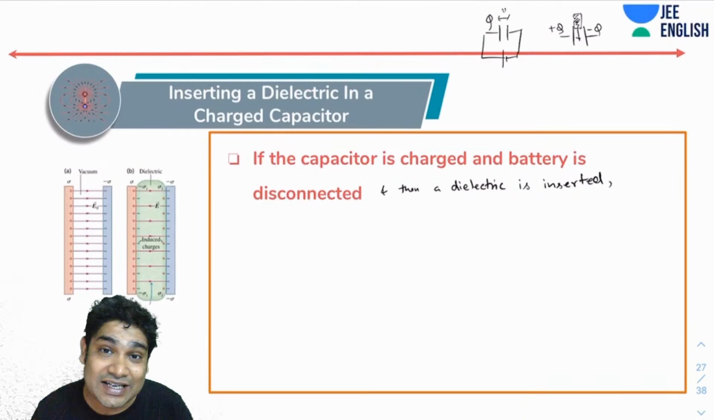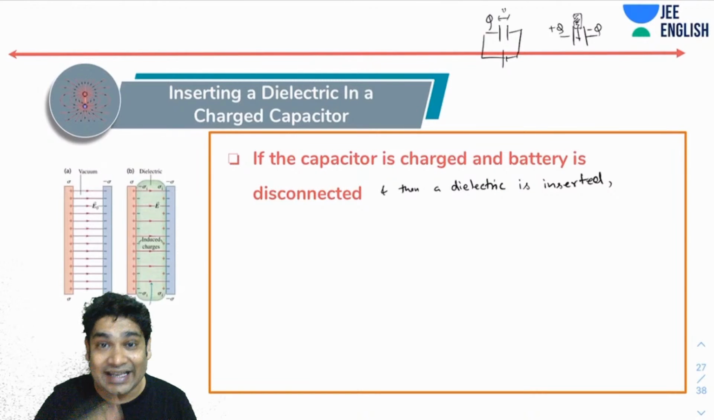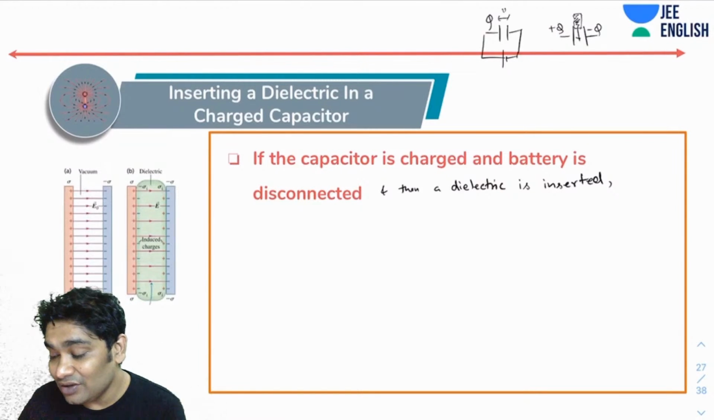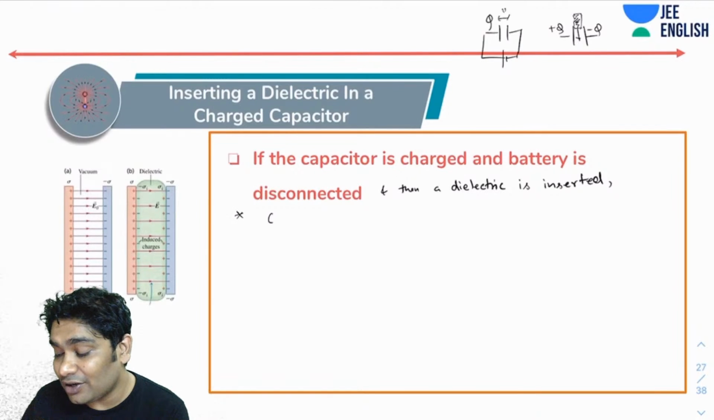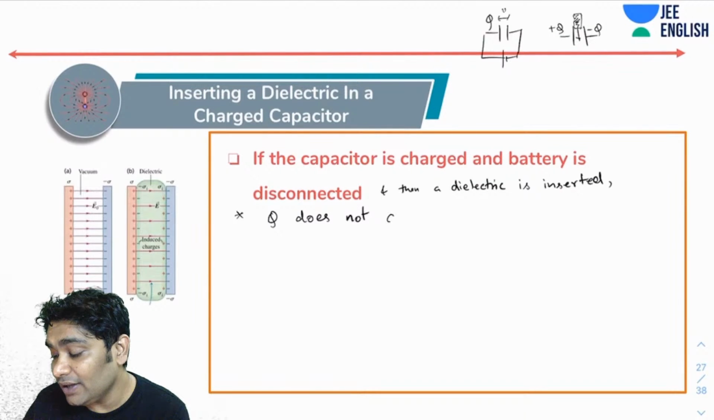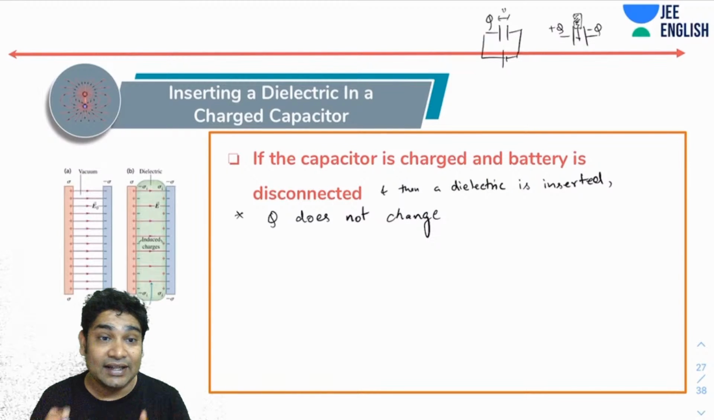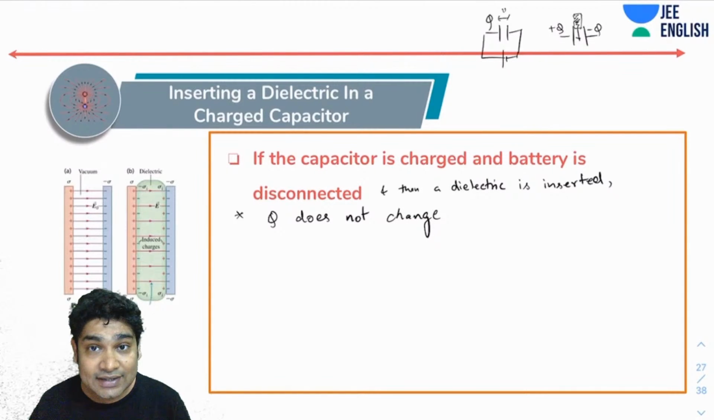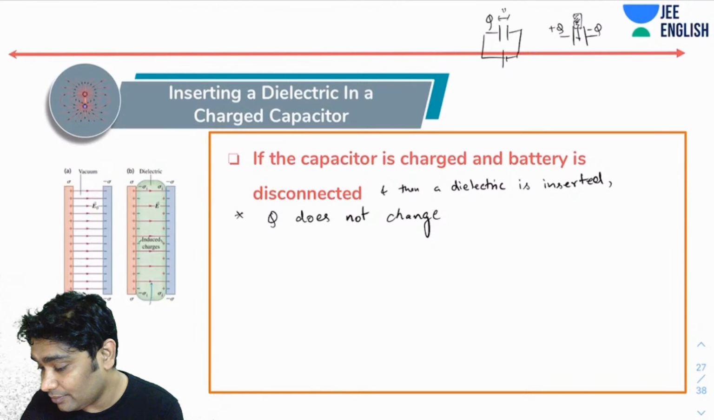C, we know, will change. So what will change? In this case, the V changes. Firstly, you need to remember Q does not change in this case. So please remember, if the battery was still connected, then V does not change. If the battery is disconnected, then Q does not change.